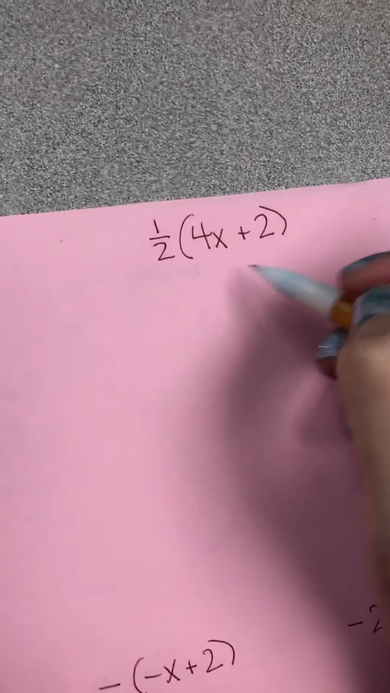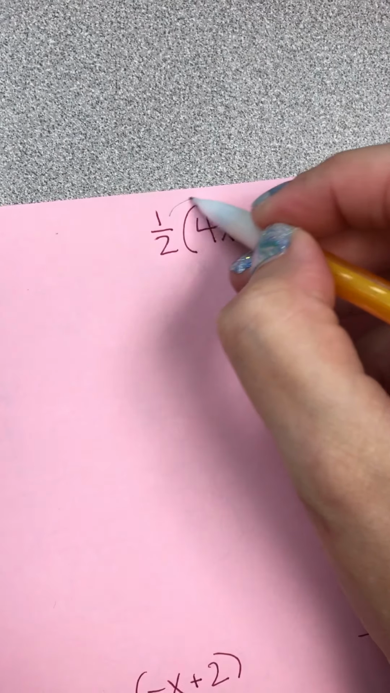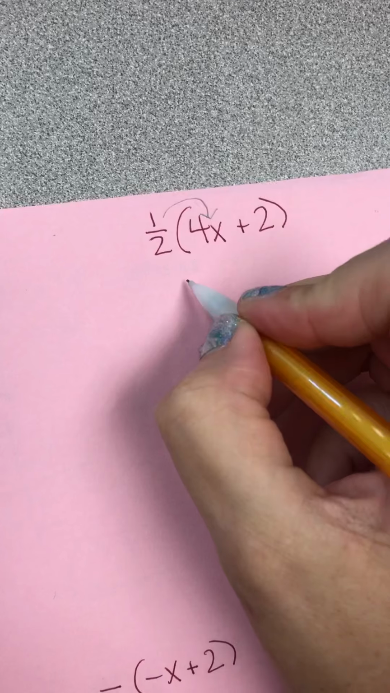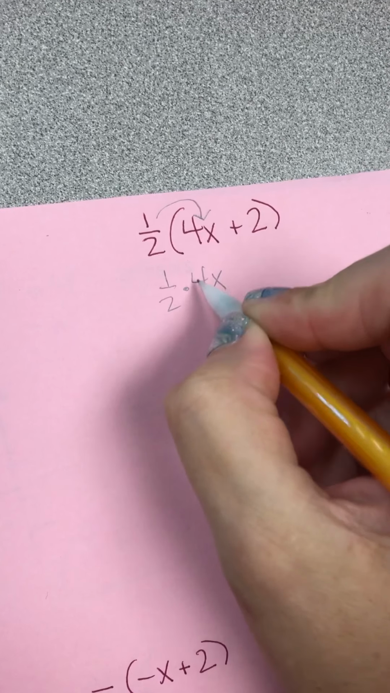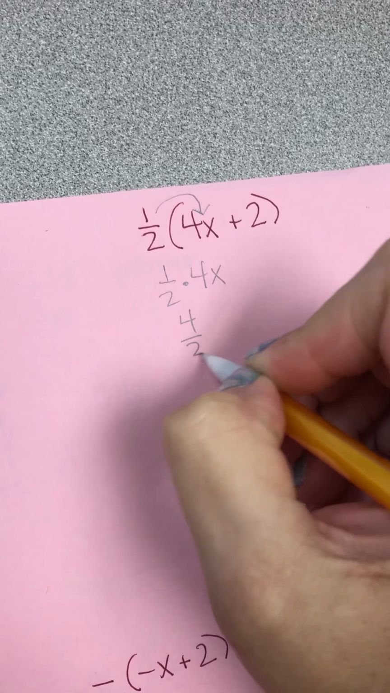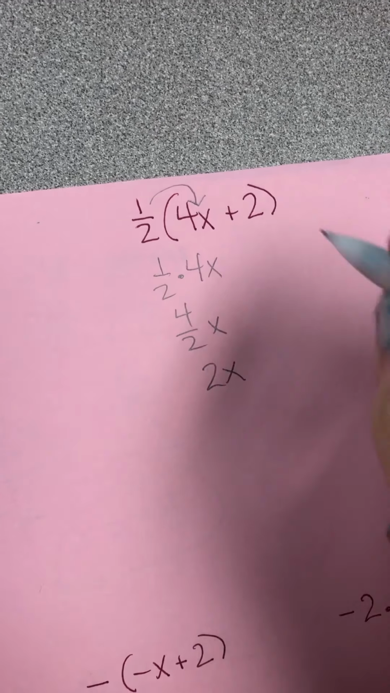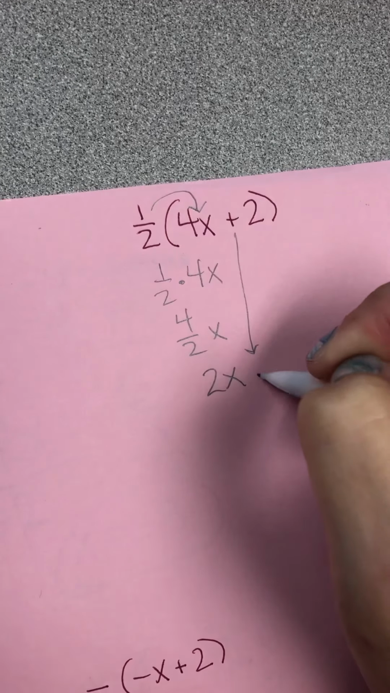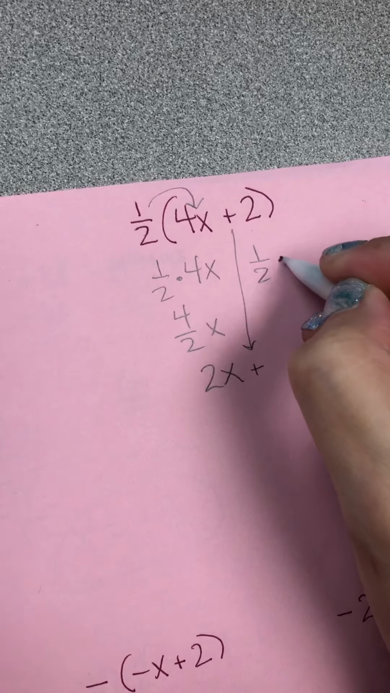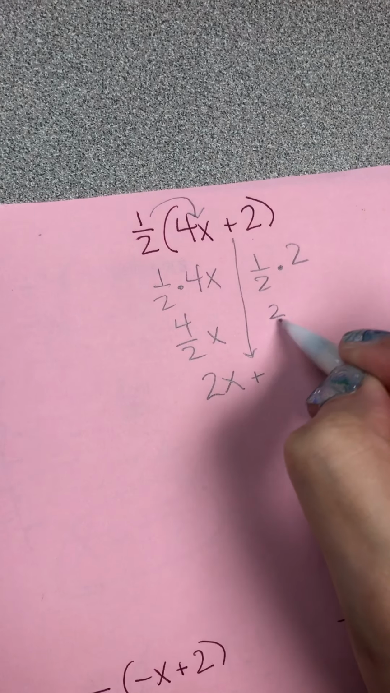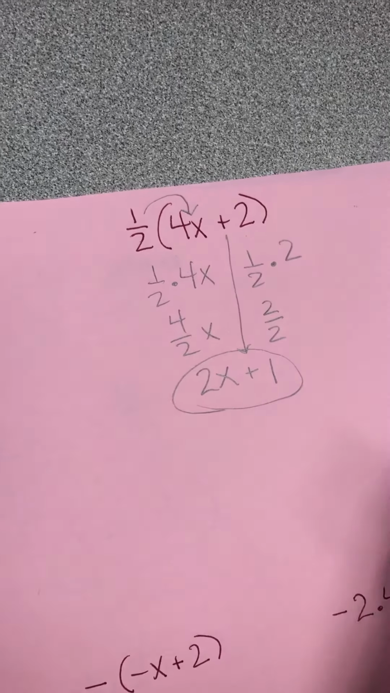So let's practice this again. Oh, you're probably thinking, oh, it's a fraction. Don't freak out. You're going to do 1/2 times 4x. So that's going to give you 4 over 2x, and 4 divided by 2 is 2. So you got 2x, keep your operation symbol, plus, and 1/2 times 2, which is going to give you 2 over 2, which is 1. So your answer is 2x plus 1.